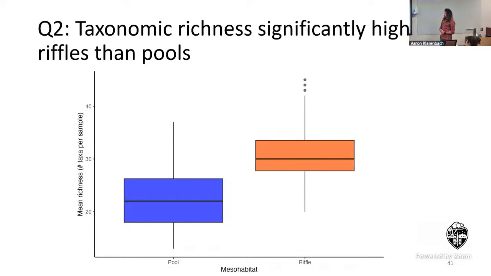We found that taxonomic richness was significantly higher in riffles than pools. This might be because of the high habitat heterogeneity that we find in riffles. There are a lot of larger substrates that influence interstitial spaces, as well as a lot of variable water velocity. So there are a lot of different niches that organisms can occupy within riffle habitat.